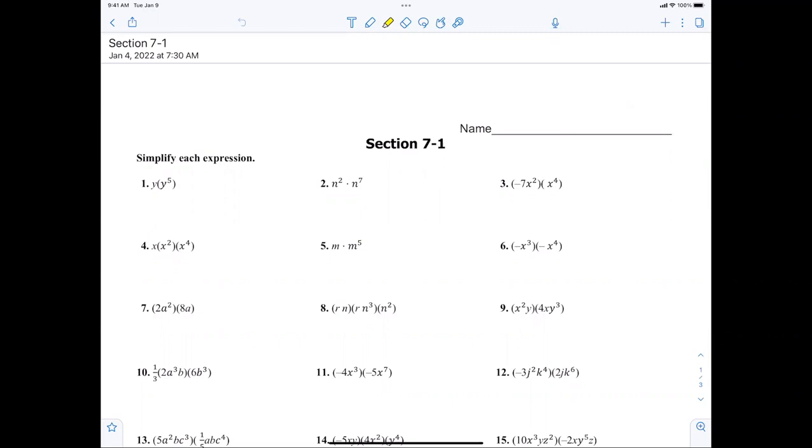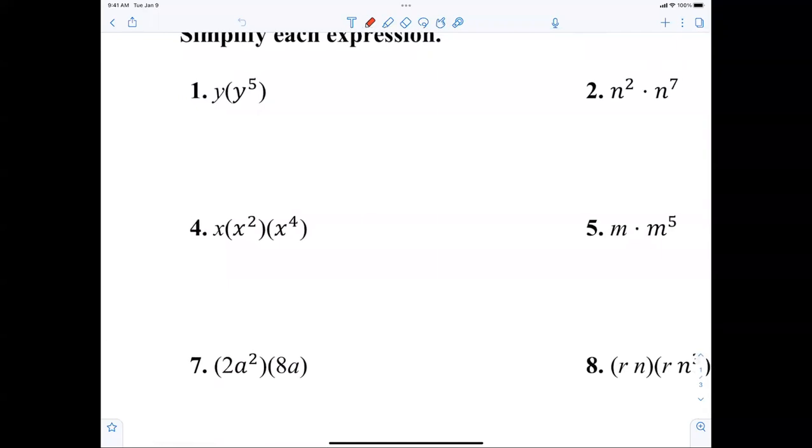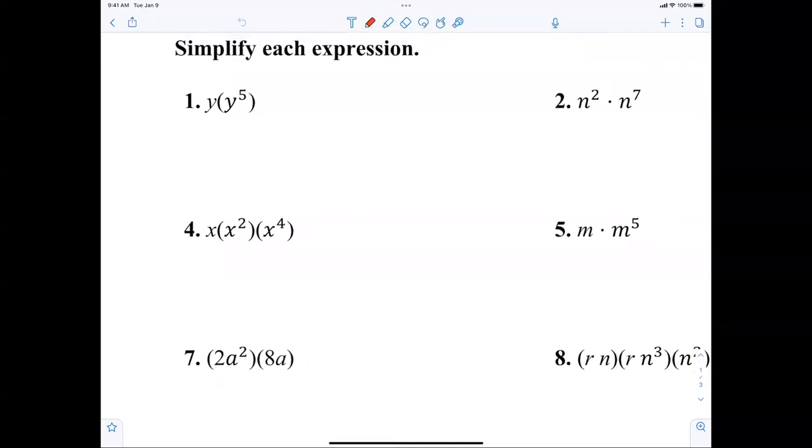Can someone tell me what y times y to the fifth is for number one? Take a guess. Y to the sixth value. Y to the sixth. Exactly correct. Now, why is it y to the sixth? Because I want everybody to put a 1 right above this y right there. And so that's y to the... So what's the rule? Add what? Add exponents. Add exponents.